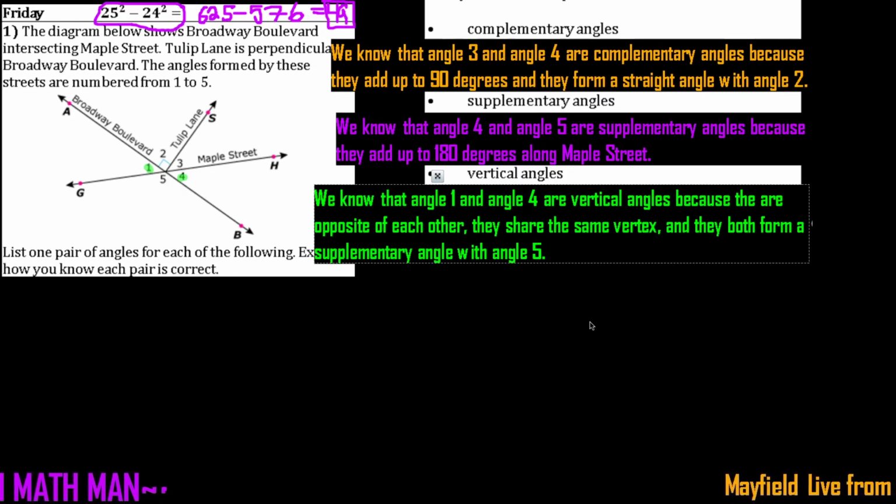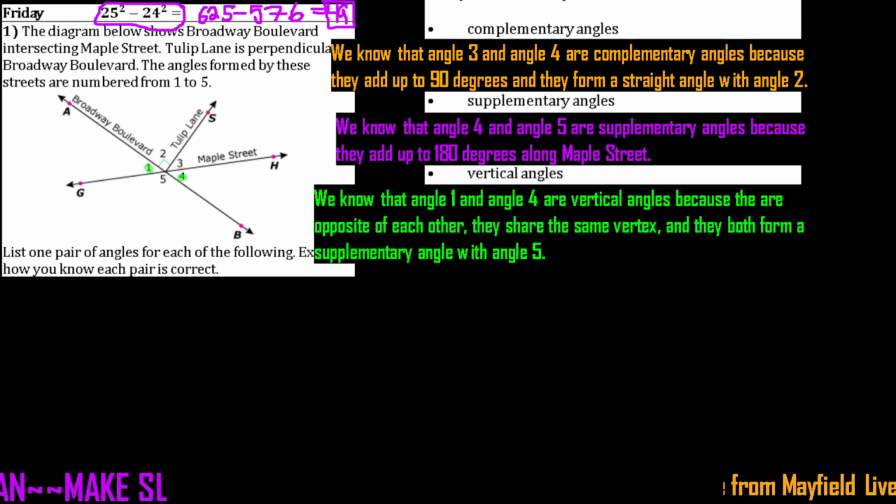Alright, so make sure that you're seeing how this works. I said they are opposite of each other. How do we know they are opposite of each other? Well, I have the two lines that are formed to make the X, meaning that angle 4 and angle 1 are opposite of each other. Again, they share that same vertex, which is that point in the middle. And for the last part, they both form a supplementary angle with angle 5. And we know that from that previous question as well.